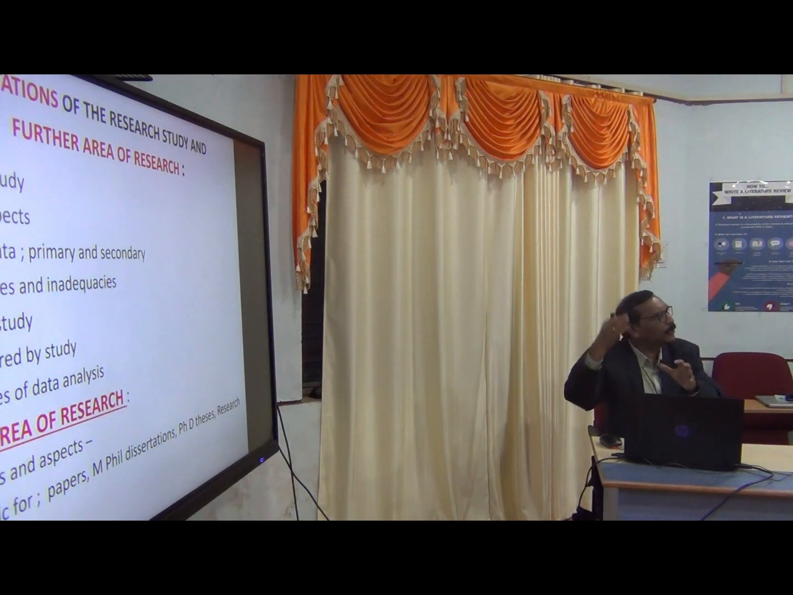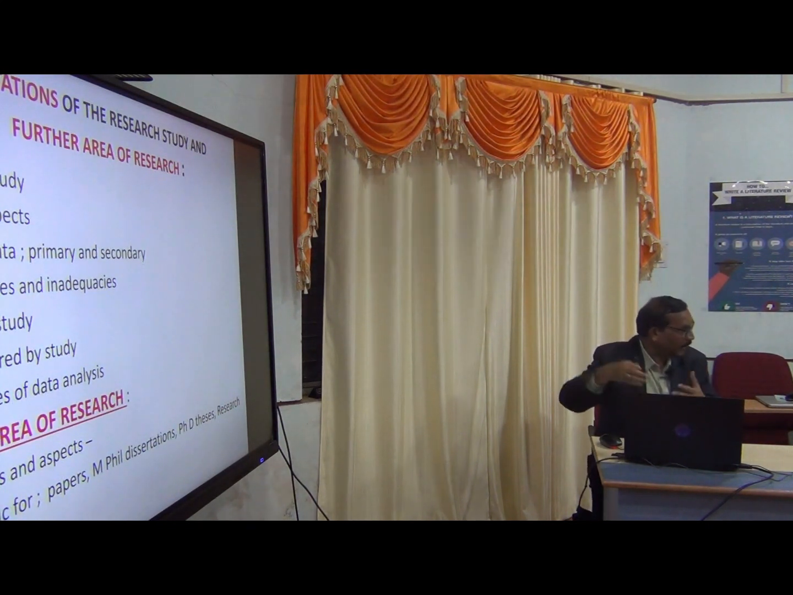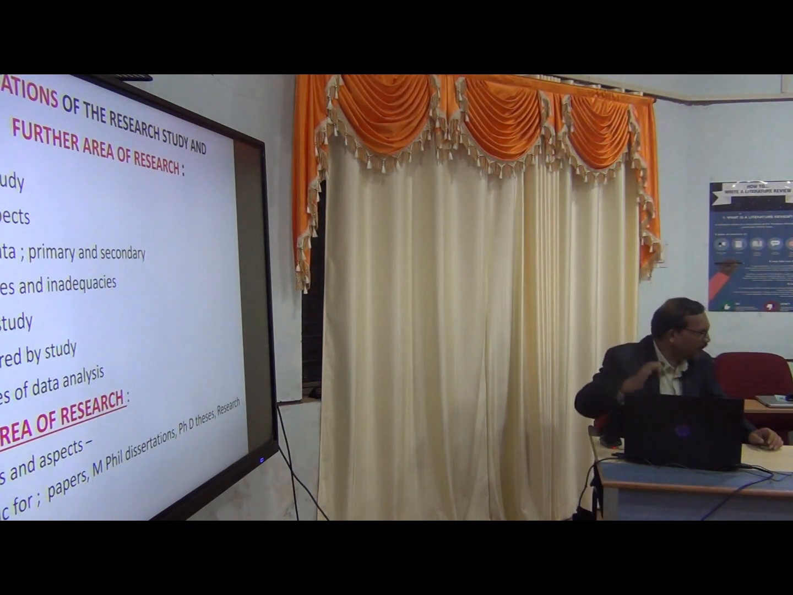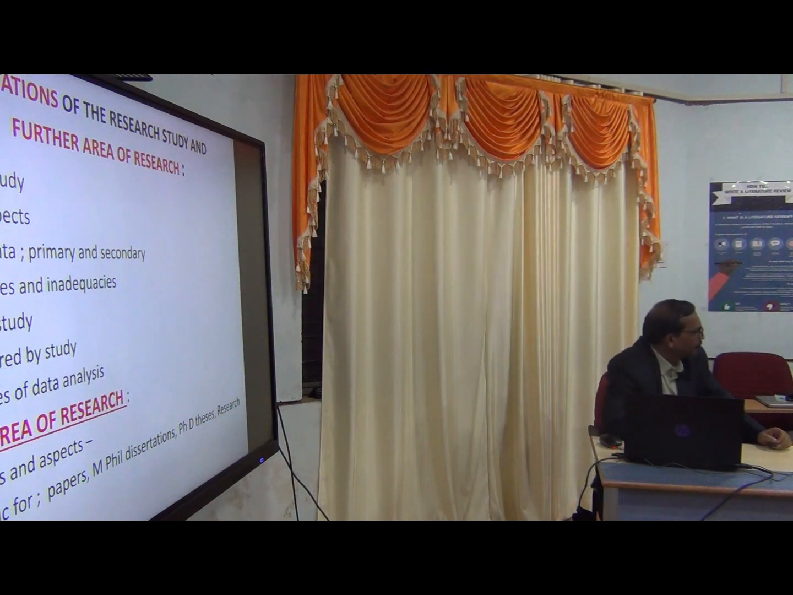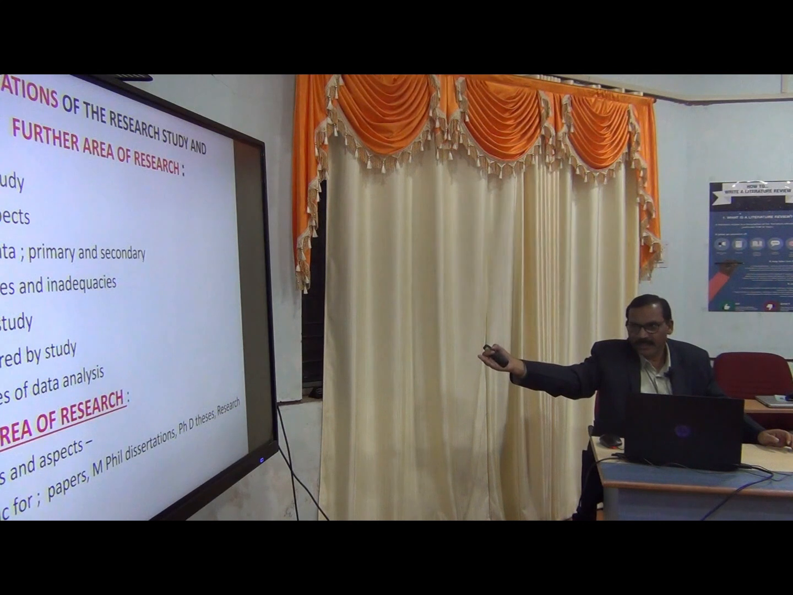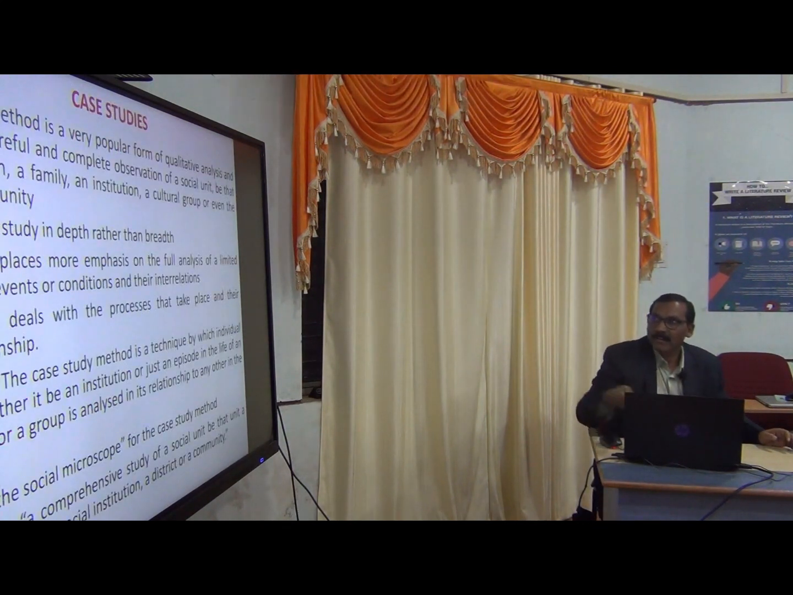I have used only measures of central tendency. So what can be the limitation? I can use measures of dispersion. I can use measures of association. We have to mention that. And whatever is missed out, that is the further area of research. Whatever is missing, which is not incorporated because of n number of reasons, is known as a further area of research. The further area of research, that is, missing issues and aspects, can be topics for MPhil dissertations, PhD theses, research projects, research articles and papers as well.